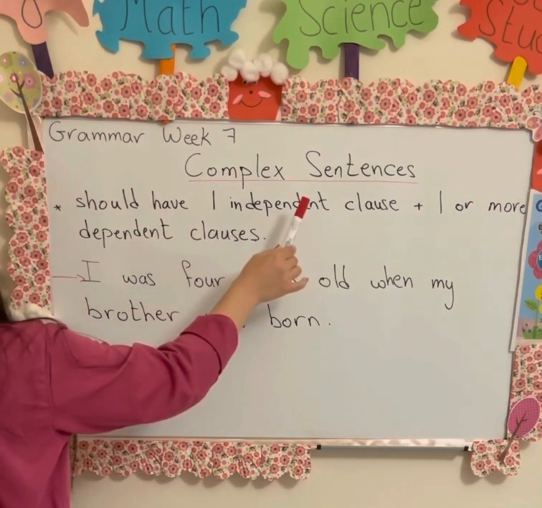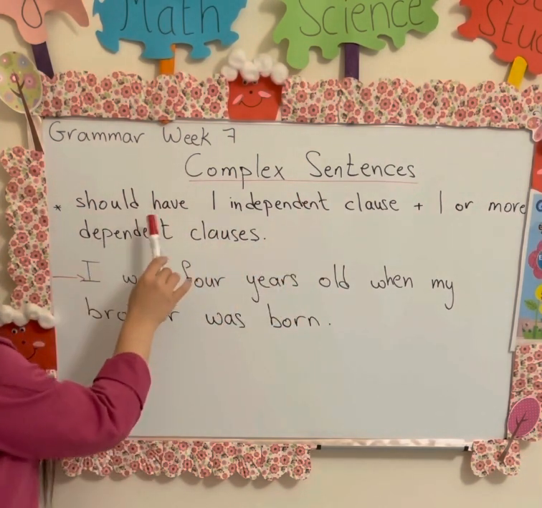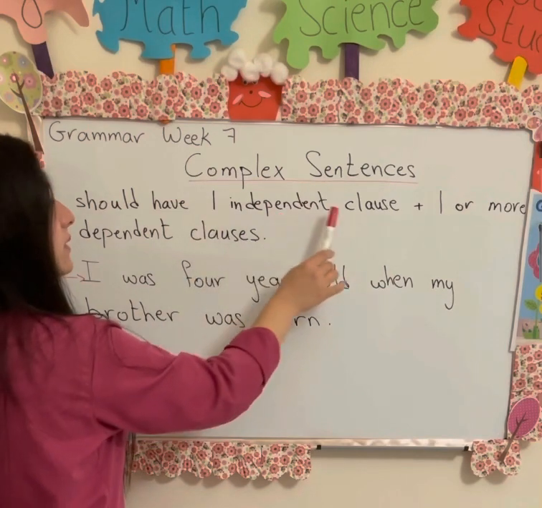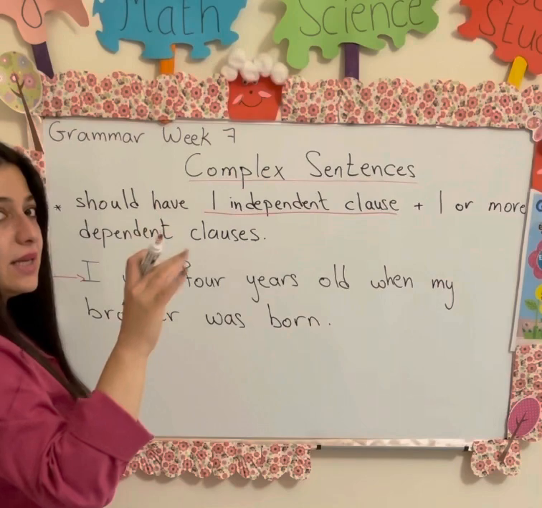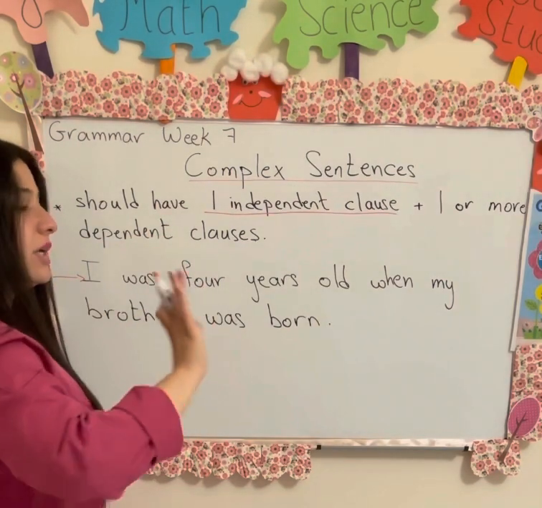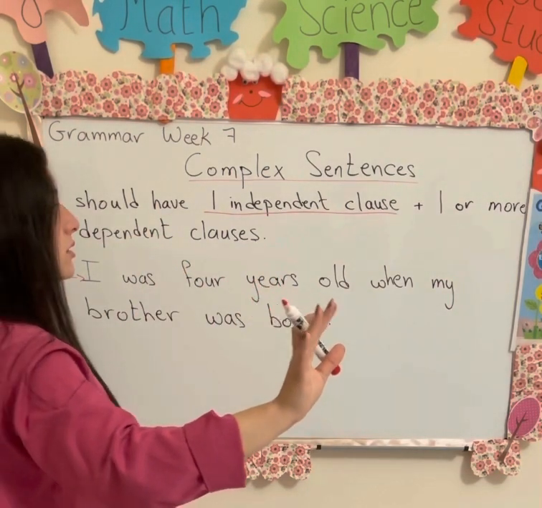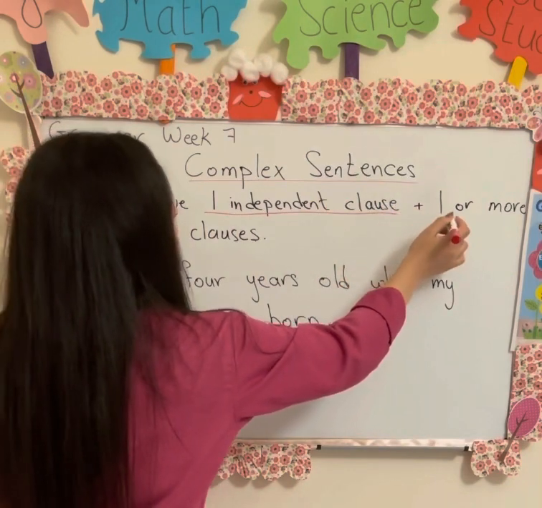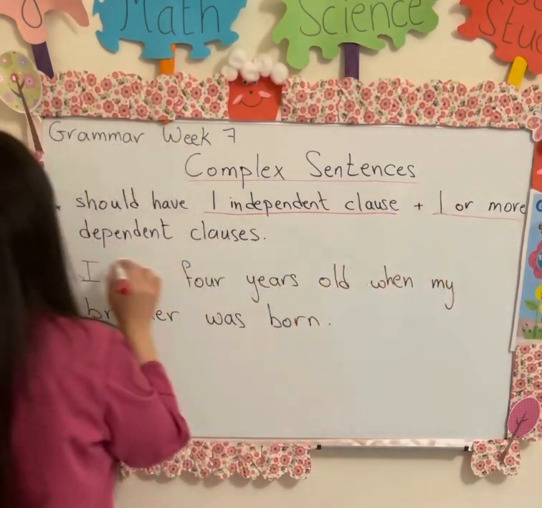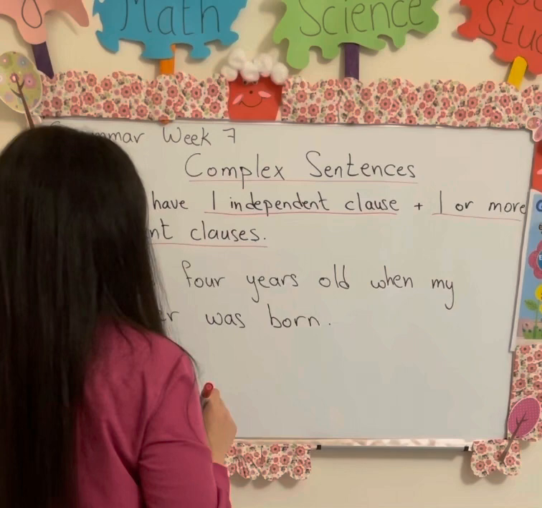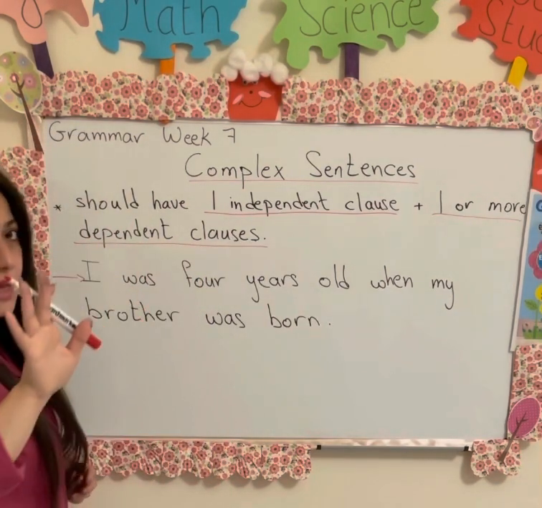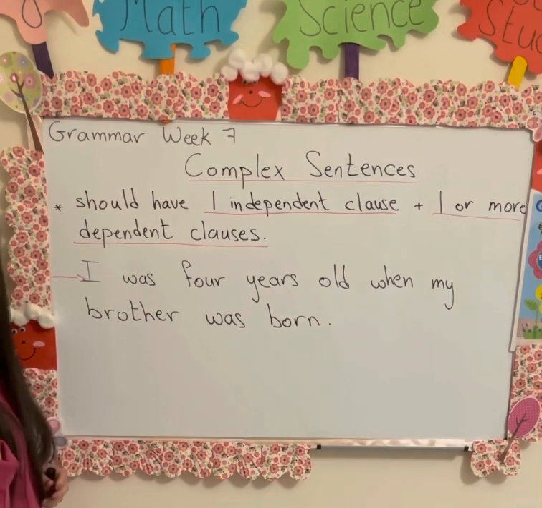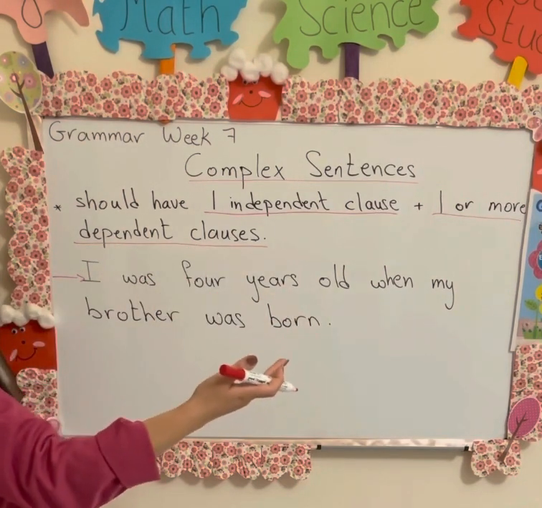A complex sentence should have one independent clause, which has a full meaning, can stand alone, and doesn't need other words, and one or more dependent clauses. Dependent clauses are clauses that cannot stand alone; they need another or other words.